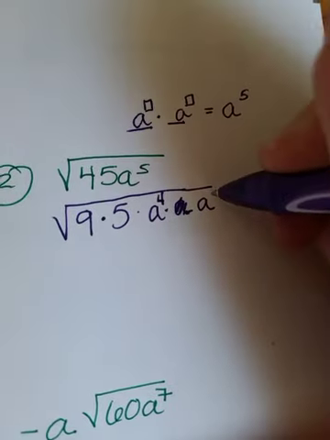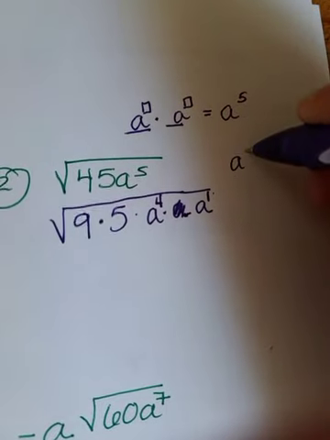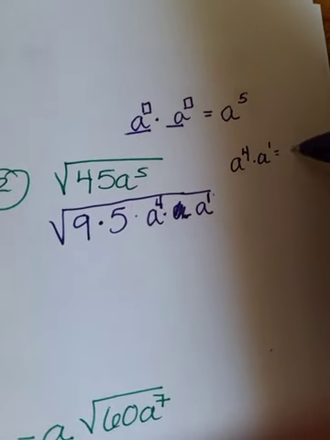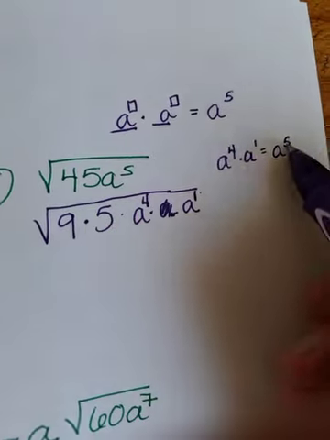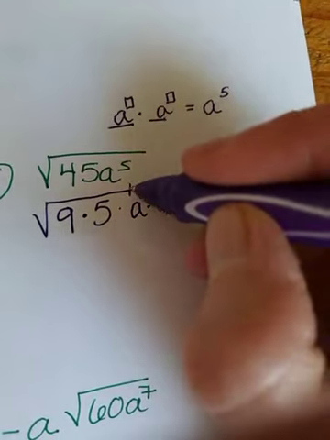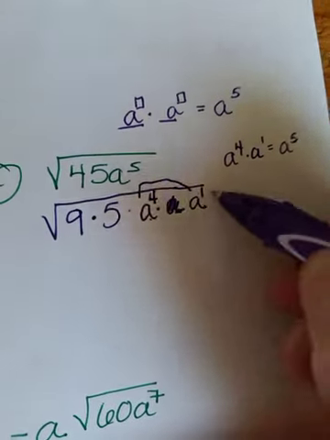But what would this other one have to be to get 5? Think about your properties of exponents. 1. Why? Because a to the 4th times a to the 1st is a to the 5th. Remember, you add. 4 plus 1 is 5. So all I did right here is rewrite a to the 5th as a to the 4th and a to the 1st.